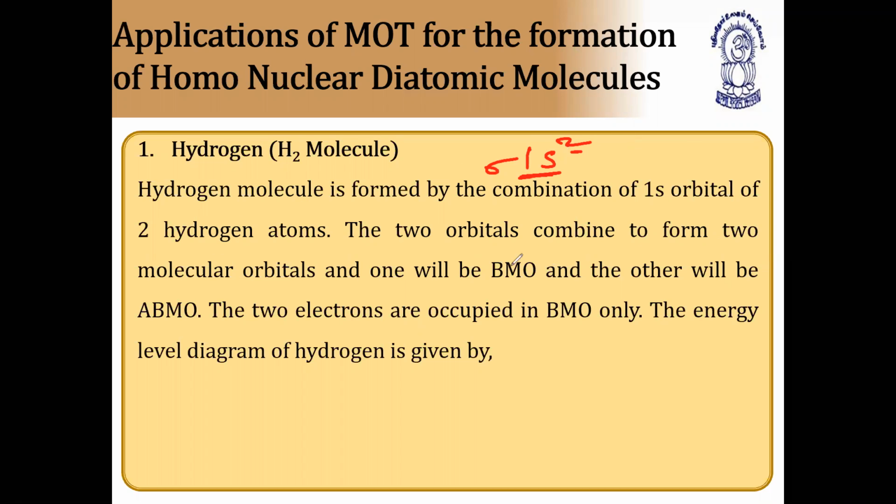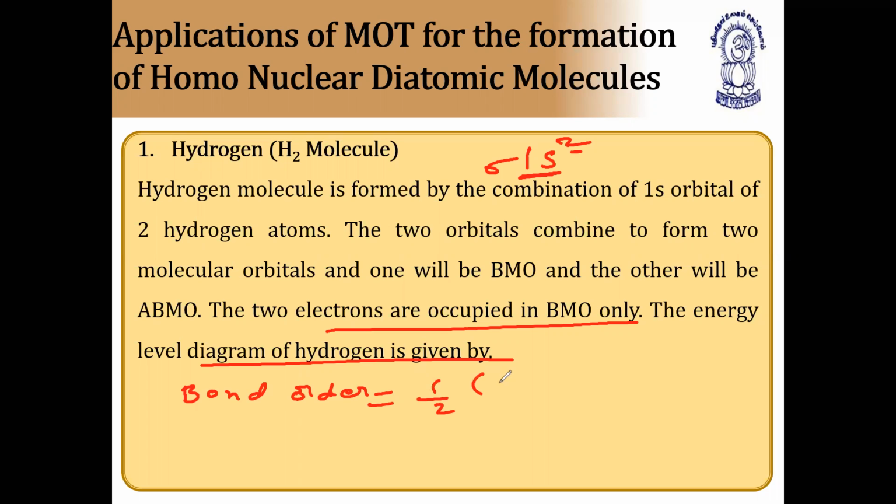So the two orbitals combine to form molecular orbitals, one bonding and the other anti-bonding, but the two electrons are occupied in BMO only. The energy level diagram is given, so we can see the diagram. Let us see the calculation of bond order for the hydrogen molecule. Bond order is equal to half into Nb minus Na. Nb is the number of electrons in bonding, 2, minus Na, no anti-bonding electrons. So 1 by 2 into 2 is equal to 1. So hydrogen has a single covalent bond, H single bond H. So bond order is 1.